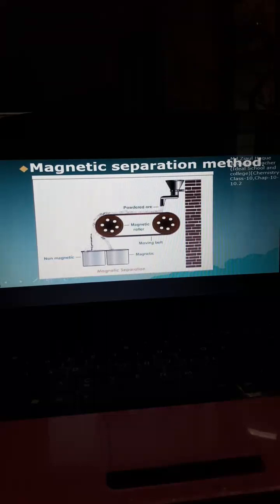So my dear, it's very similar to your textbook. You can understand easily. So if you want to collect the ores of iron, we have to apply magnetic separation, and titanium ores will also be collected with this system. This is called the magnetic separation method.